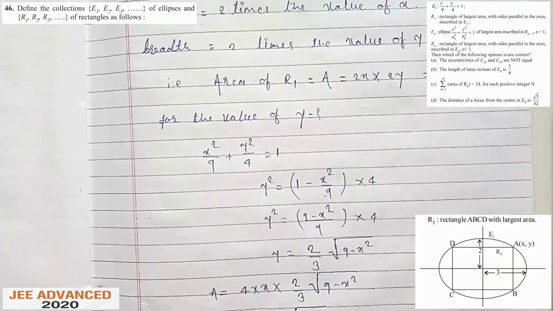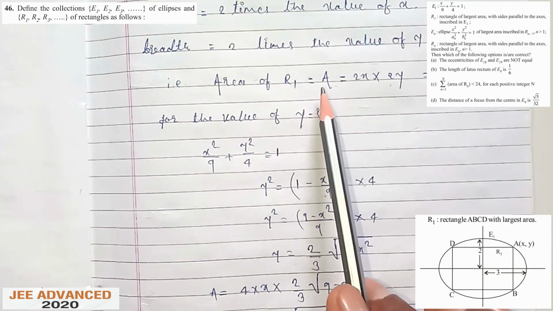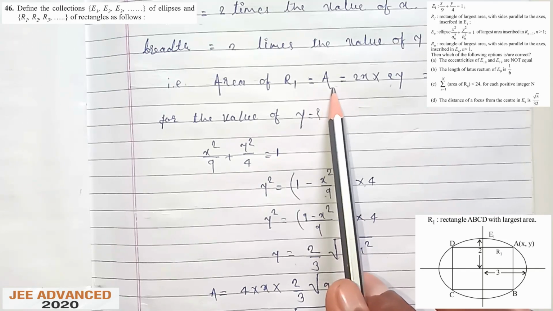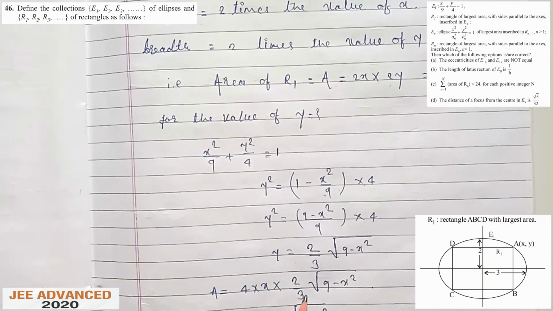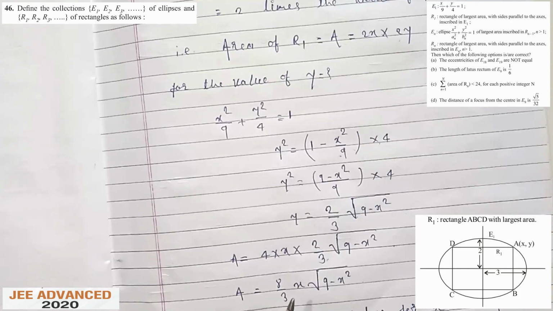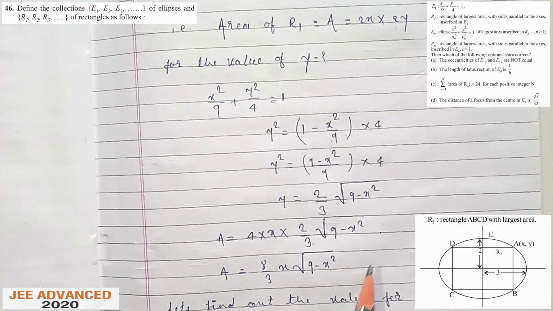Put this value for y in our 4xy. So we will get the area of a rectangle R1, which I consider as A, which is equal to 4 into x as it is into the value for y. So 8 by 3 x into square root of 9 minus x square. Okay, this is the required area of a rectangle.